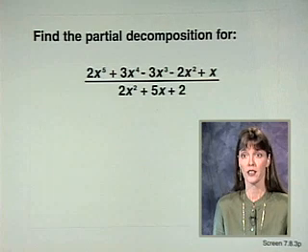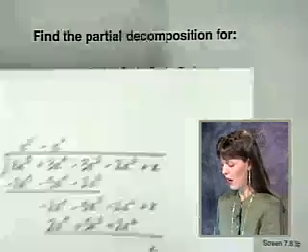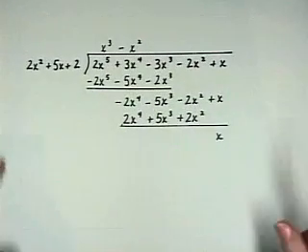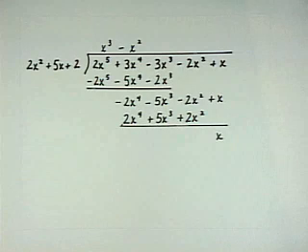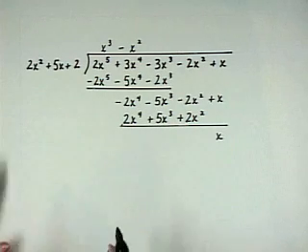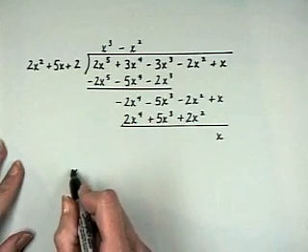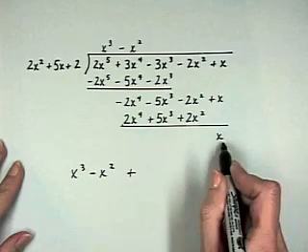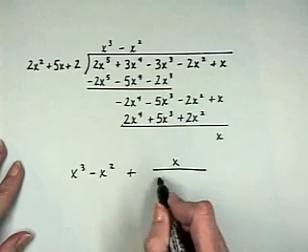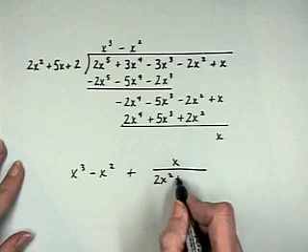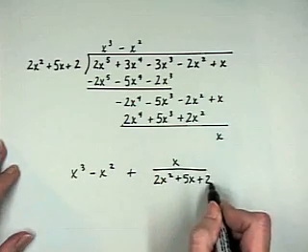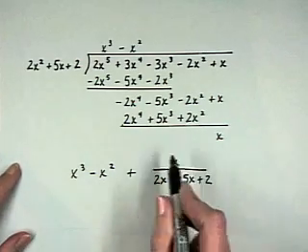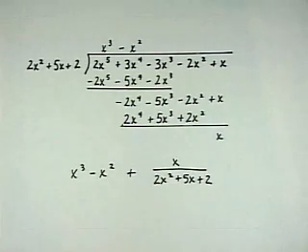In order to get this in the proper format, what we would have to do is go through a long division. I've already gone through the division process. This is a process that you should already know how to work out. And now let's see what we do once we've done the division. We can rewrite our original fraction then as x³ - x², the quotient, plus the remainder x divided by the denominator of 2x² + 5x + 2. We would then work with this expression in order to continue our process.